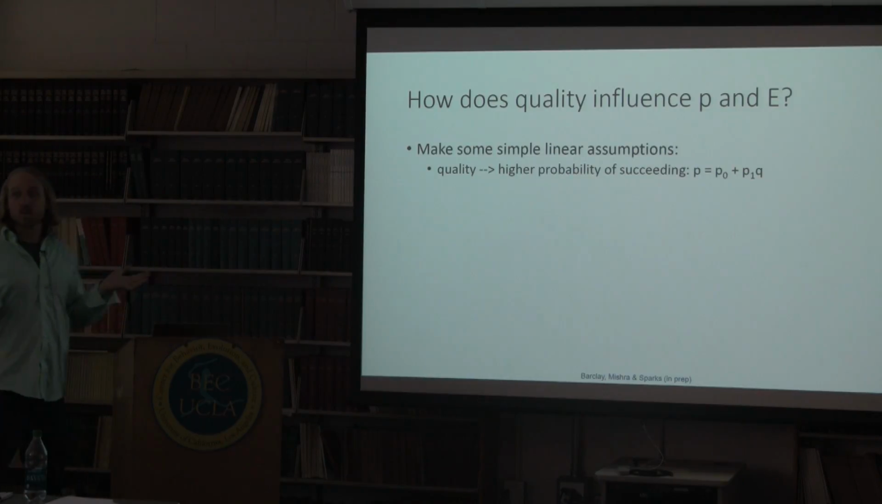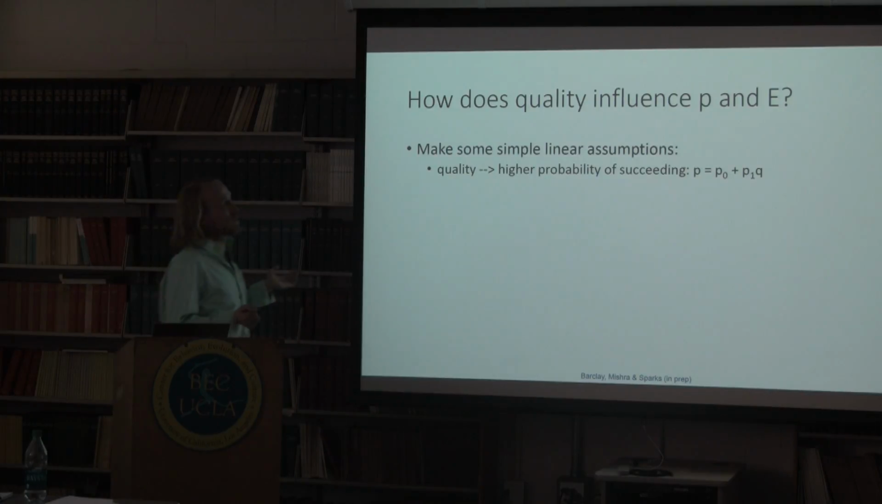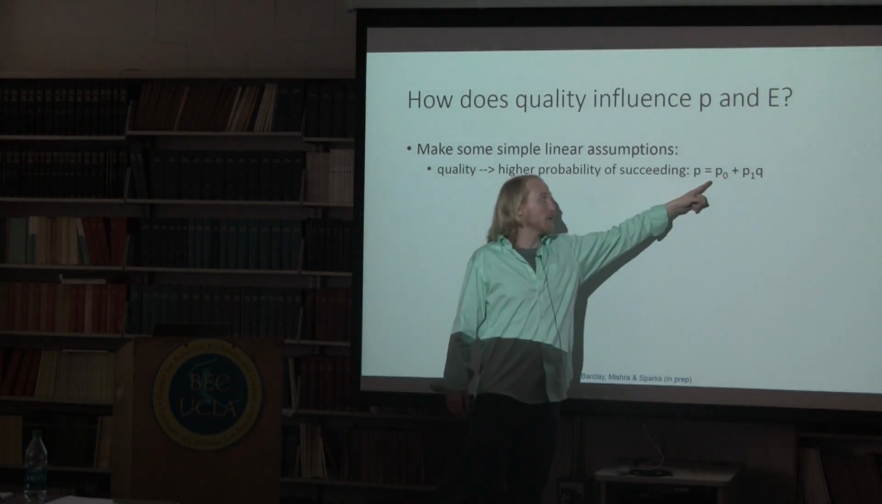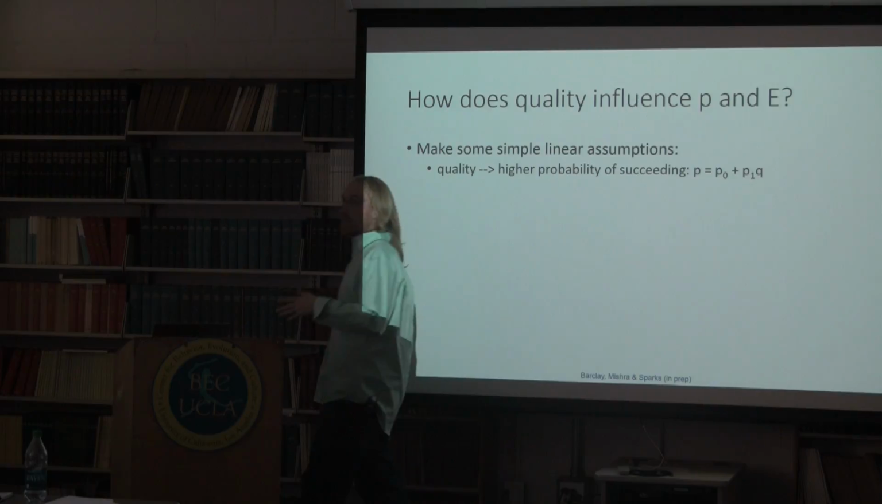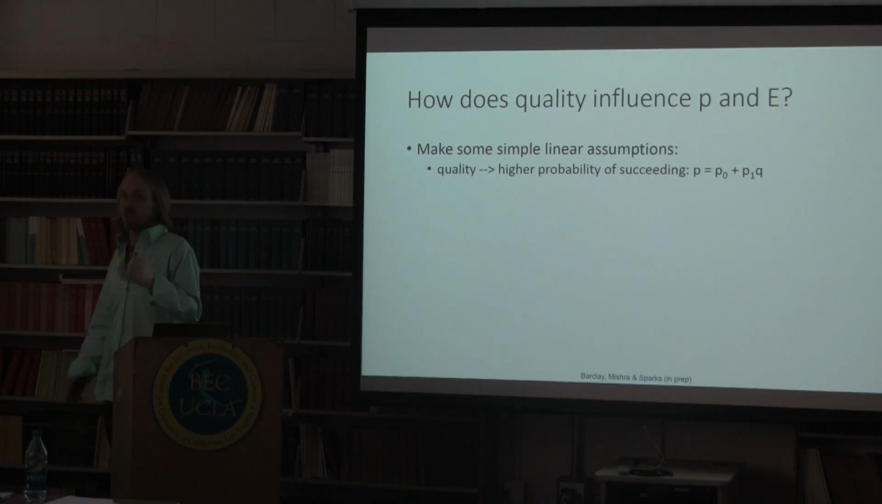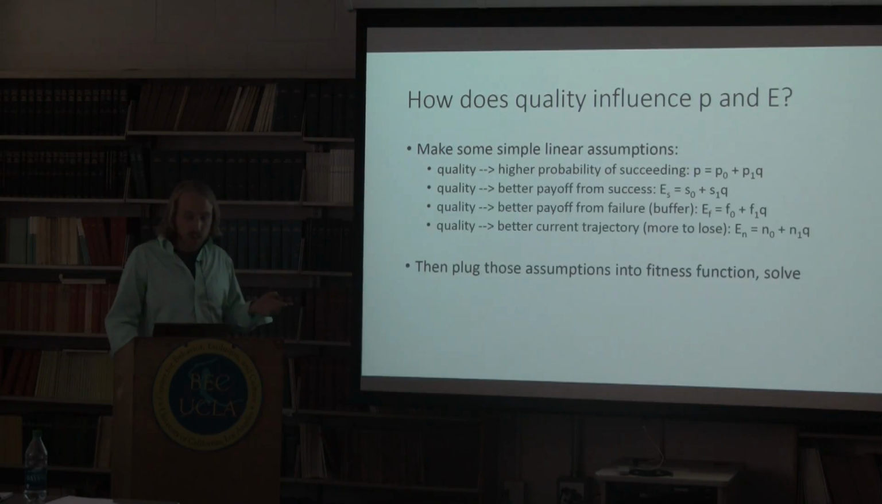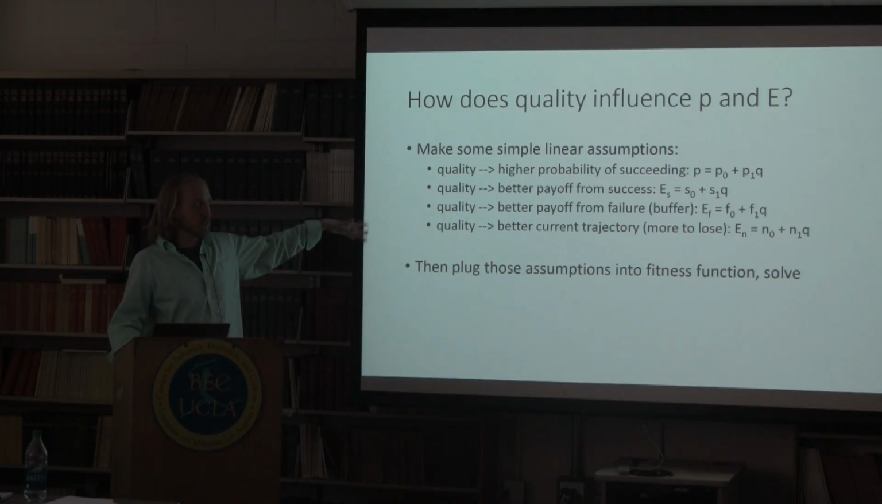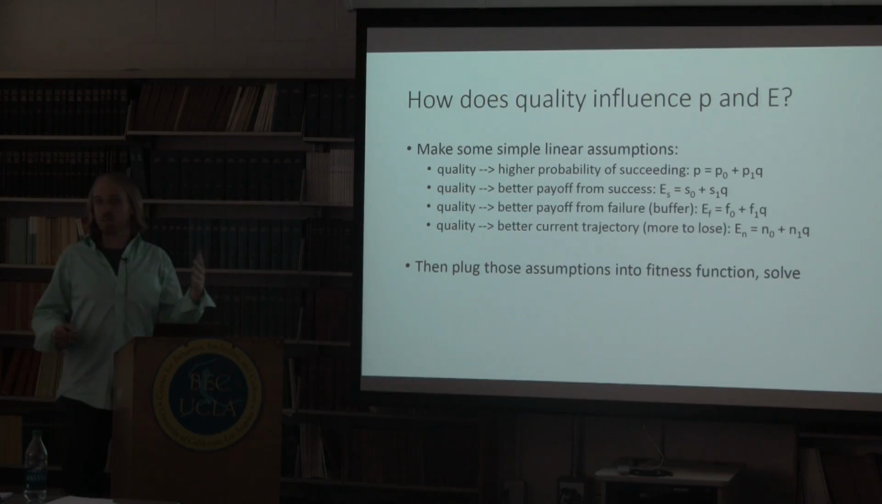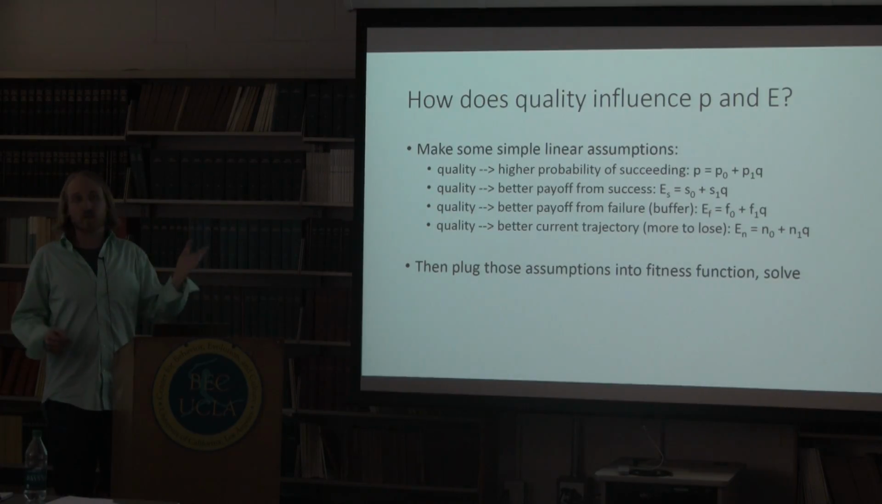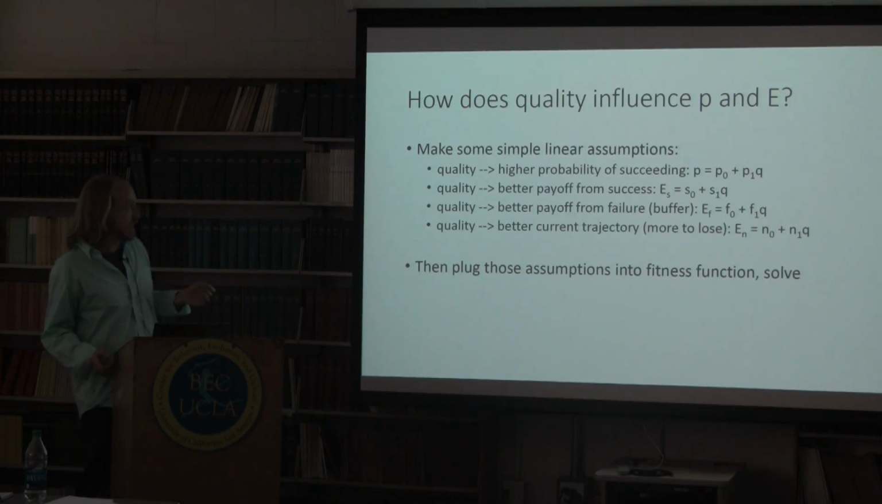Examples of assumptions that you can plug in. For simplicity, let's assume that quality has linear effects on some of our key parameters. So the absolute lowest quality people have some baseline probability of succeeding, and then the probability of success of the risk-taking scales linearly with quality. Make a similar assumption for the other parameters. The payoff to success scales linearly with quality. The payoff from failure scales linearly with quality. The intuition there, again, is buffering. If I've got larger fat reserves, I'm buffered against starvation.